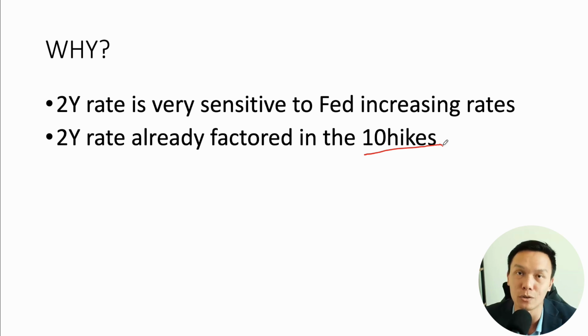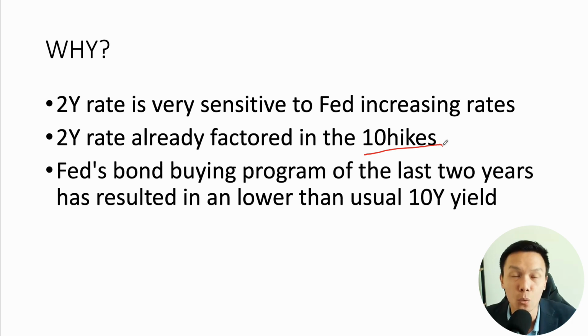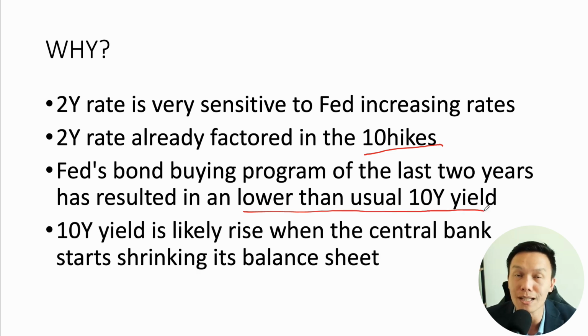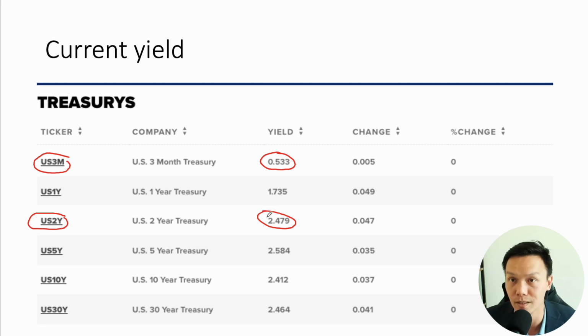Now, another factor to take note of is that the Federal Reserve has been buying back bonds so aggressively for the last 2 years that we are actually seeing a lower than usual yield on the 10-year treasury bonds. So the 10-year yield is very likely to rise once the central bank stops buying back bonds and shrinks its balance sheet. You can further see this if you look at the current yields: the 3-month bond yield is only at 0.533%, whereas the 2-year bond yield is at 2.479%, a difference of almost 200 basis points.